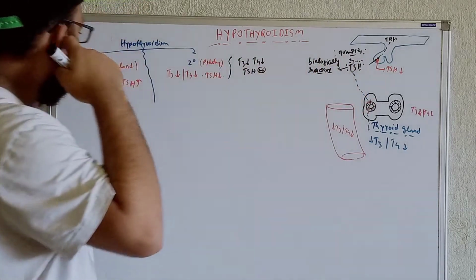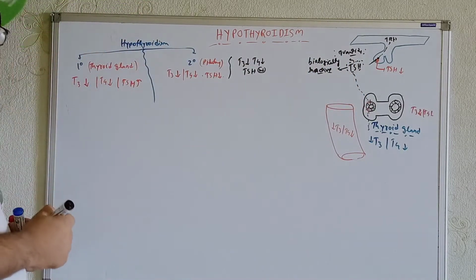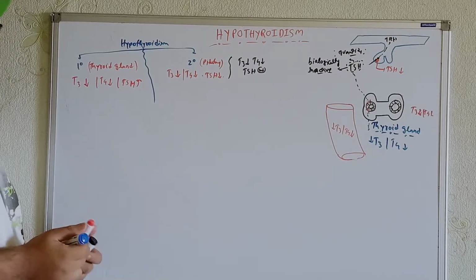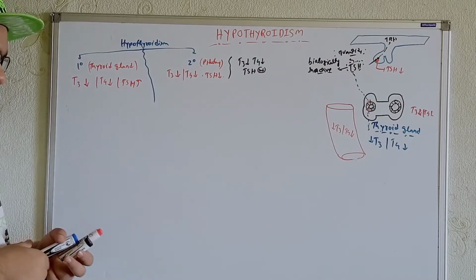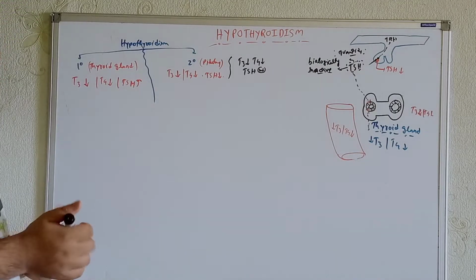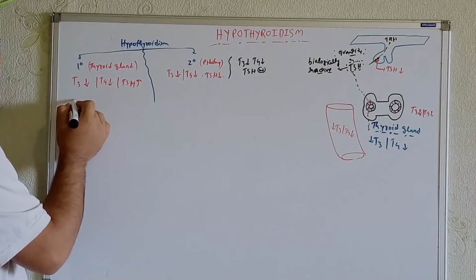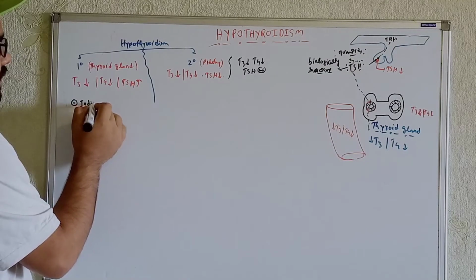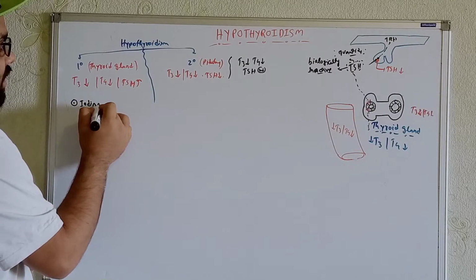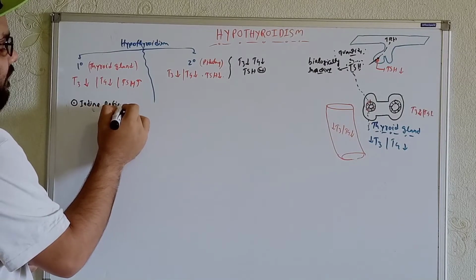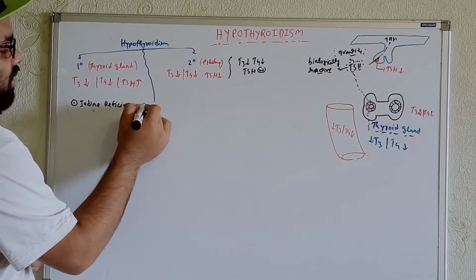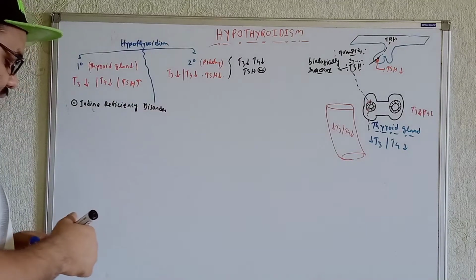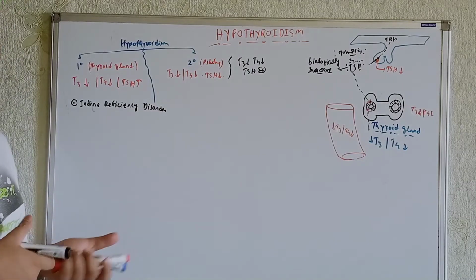Now I'll tell you about the etiologies. What type of etiologies can we get in the development of primary hypothyroidism and secondary hypothyroidism? When we are talking about primary hypothyroidism, what is the most common one? Iodine deficiency disorder. So if anybody takes less iodine-containing salt, or is having iodine deficiency, at that time what do you know?